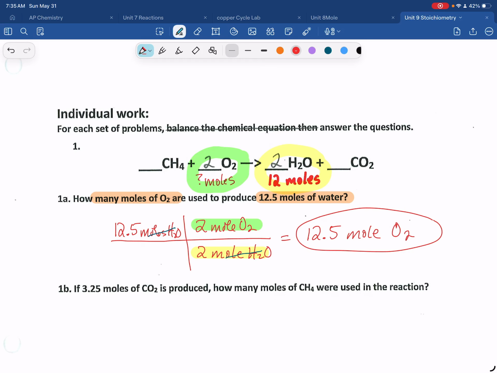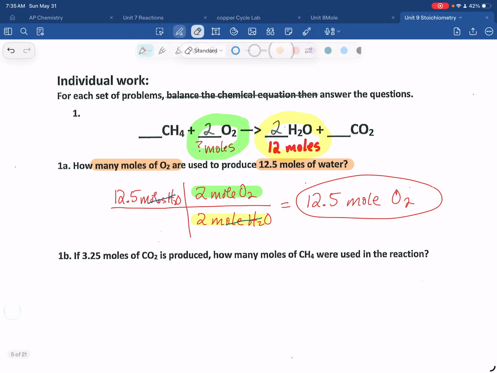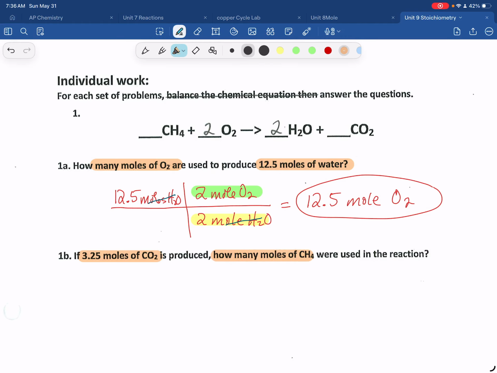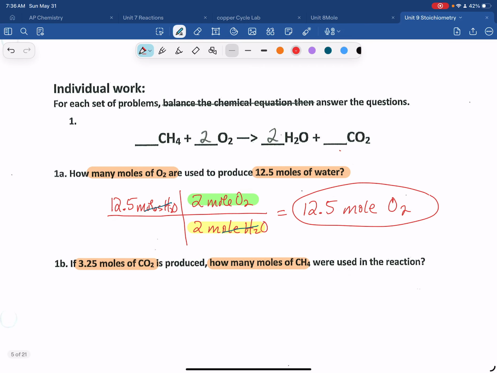All right, now let's do it again for the one below. Okay, so let's erase all this and see what we got here. This time the question says, if we start with 3.25 moles of CO2, so that's how much is produced, how many moles of CH4 were used? Okay, so let's go back to our balanced equation. Write what we know under the thing that it is. So we know we have 3.25 moles of CO2. That's our starting number. And we want to find out how many moles of CH4 were used. So question mark moles under CH4.